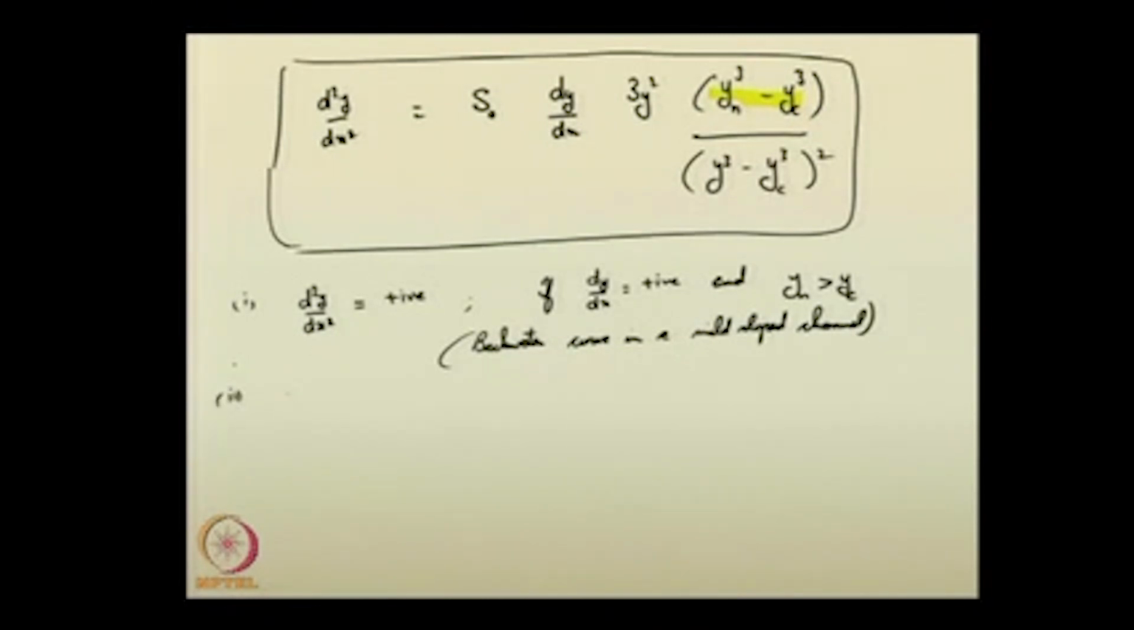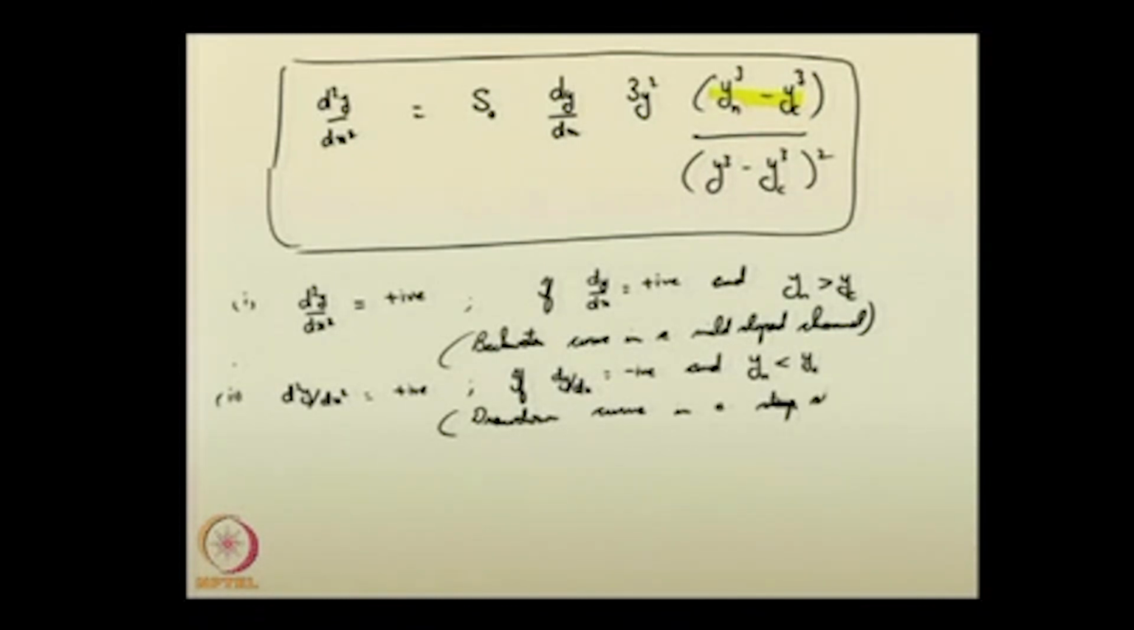Second condition I would like to ask you: d squared y by dx squared can be positive again if dy by dx is negative and your y_n is less than y_c. If this is also true, then d squared y by dx squared will be positive. So, it represents a drawdown curve in a steep slope channel.